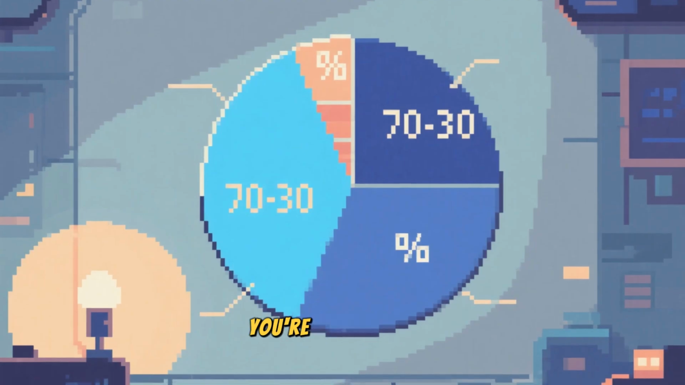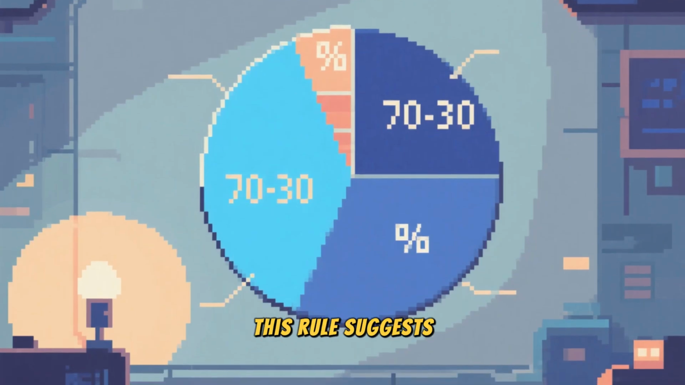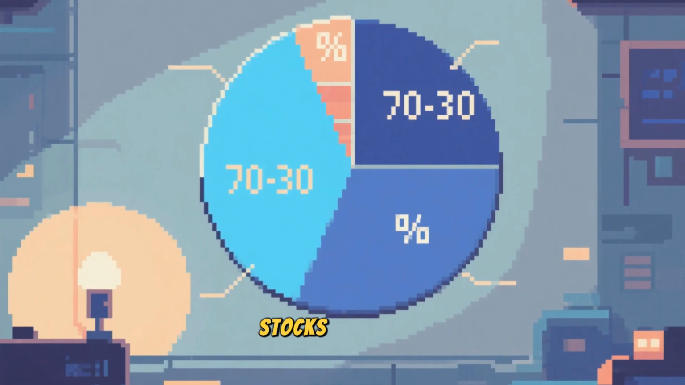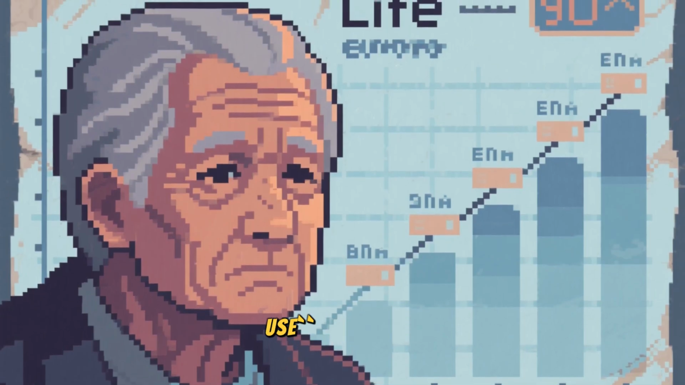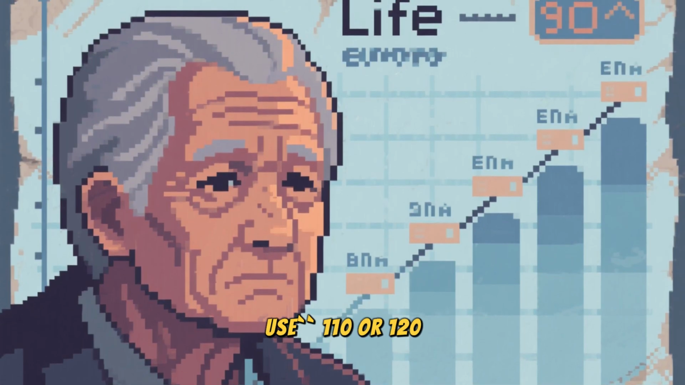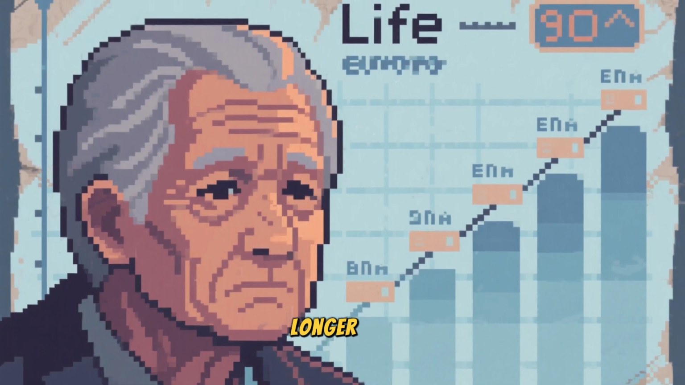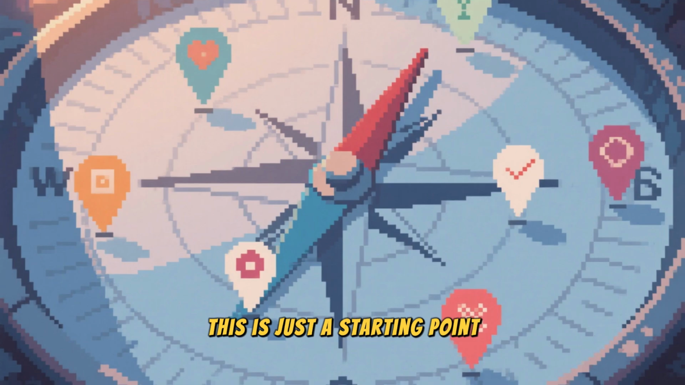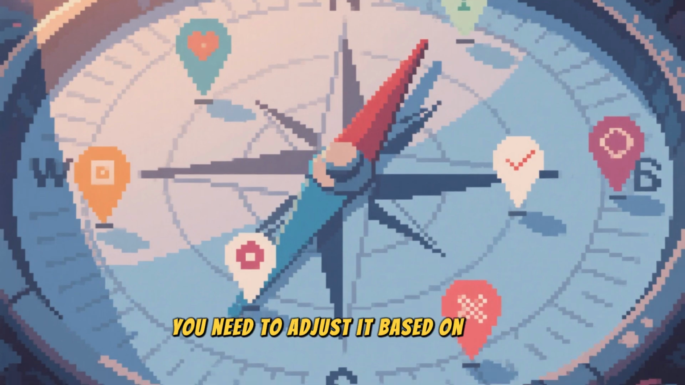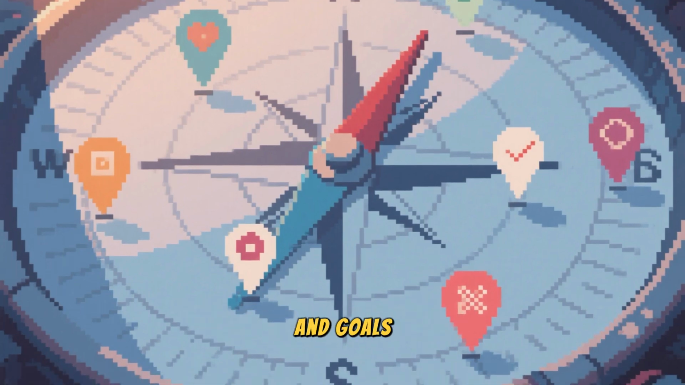For example, if you're 30 years old, this rule suggests you hold 70% in stocks and 30% in bonds. Nowadays, many financial experts use 110 or 120 minus your age to account for our longer life expectancies. But remember, this is just a starting point. You need to adjust it based on your personal risk tolerance and goals.